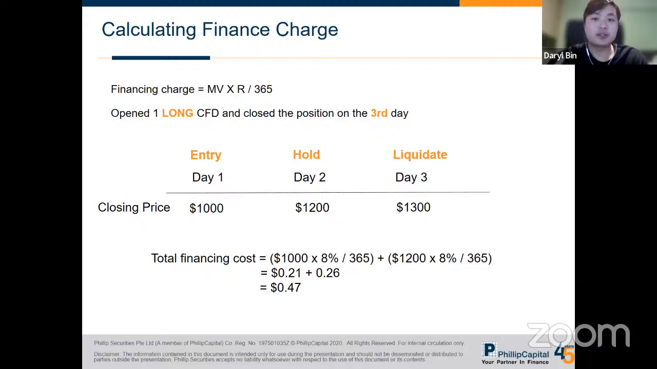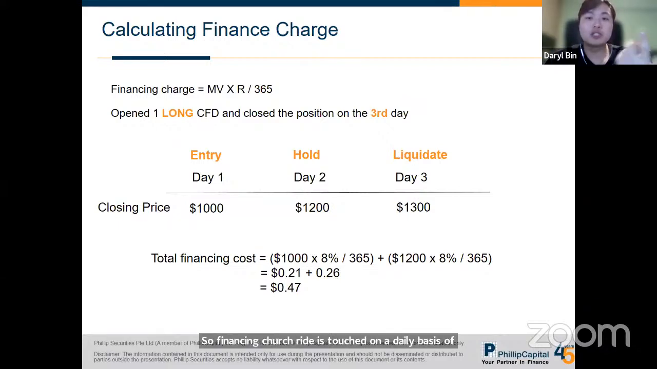So financing charge is charged on a daily basis of the closing price. Let me give you an example. Assuming we long one CFD and we close it on the third day. So day one, 1,000, day two, 1.2, and day three, you liquidate it. You do not need to add the financing charge for day three as you did not hold past overnight. And this is the calculation for your total financing fee.